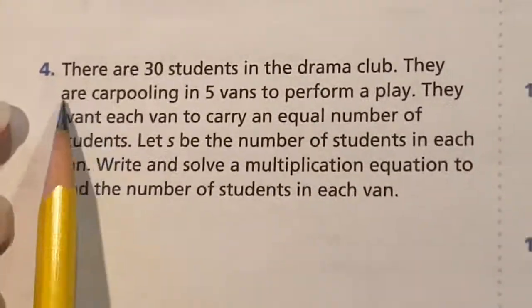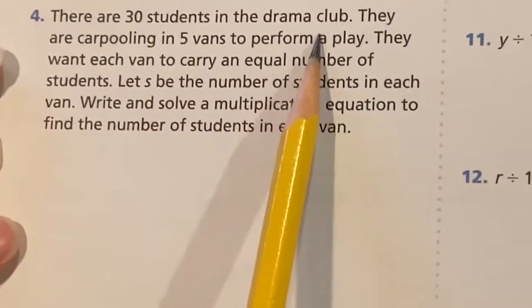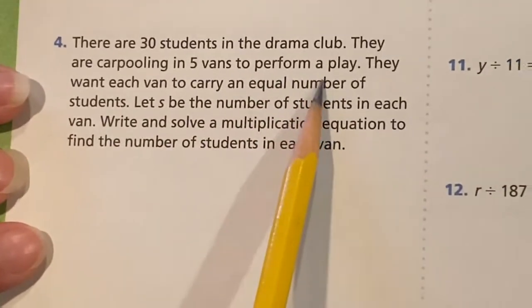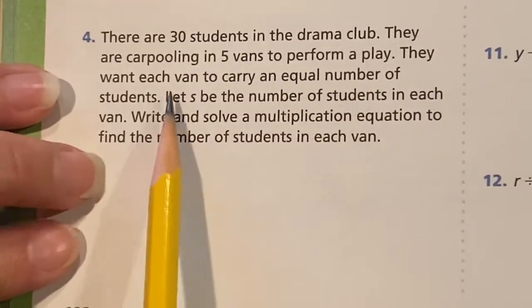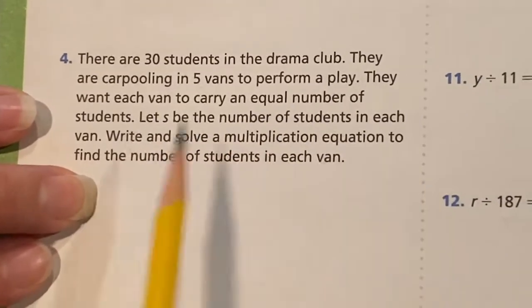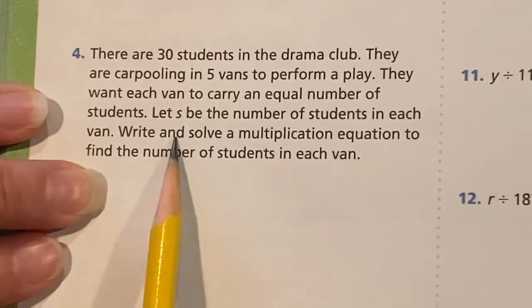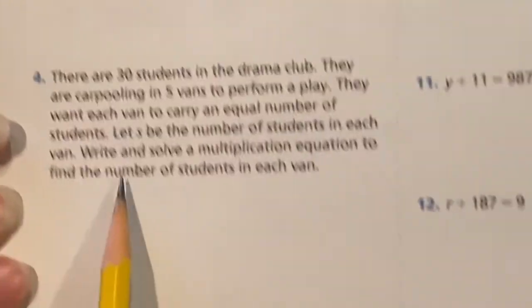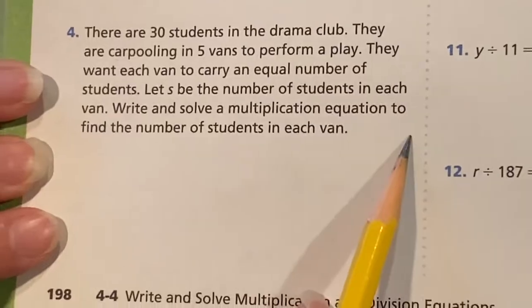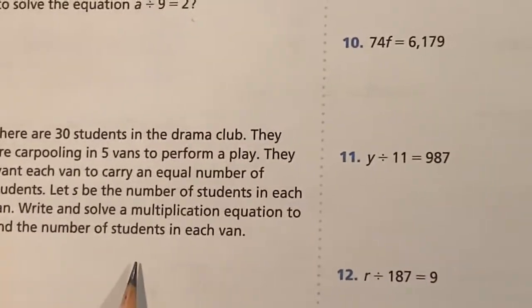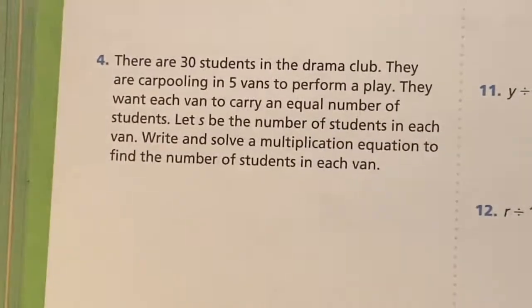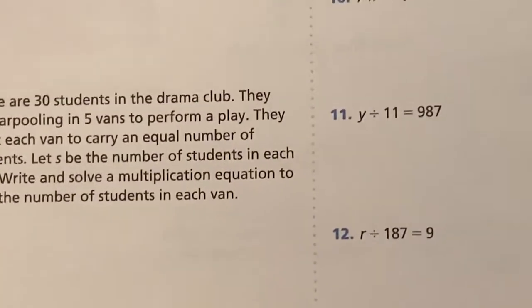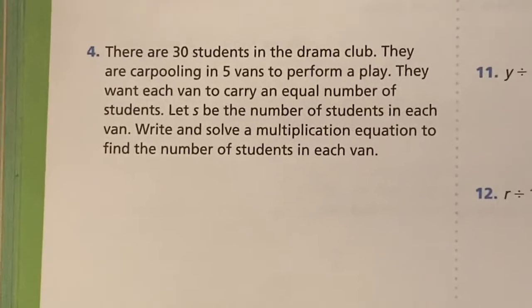And then number 4, there are 30 students in the drama club. They are carpooling in 5 vans to perform a play. They want each van to carry an equal number of students. Let S be the number of students in each van. Write and solve a multiplication equation to find the number of students in each van. So pause the video here and do these 4 problems, then unpause it and we'll go over the answers when you're ready.